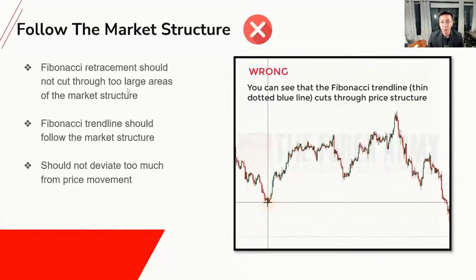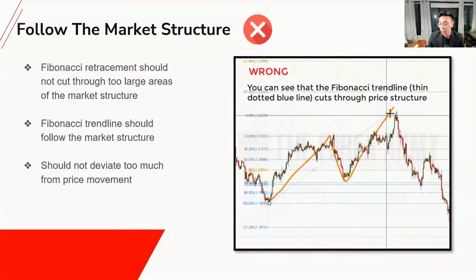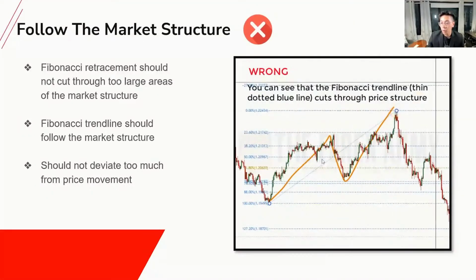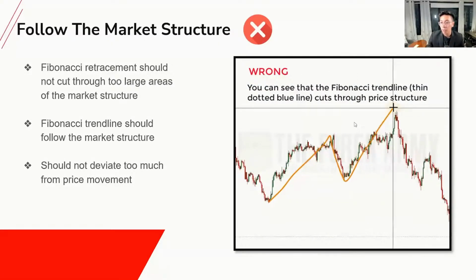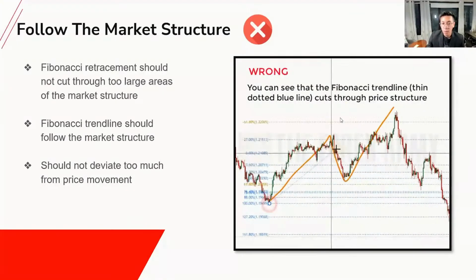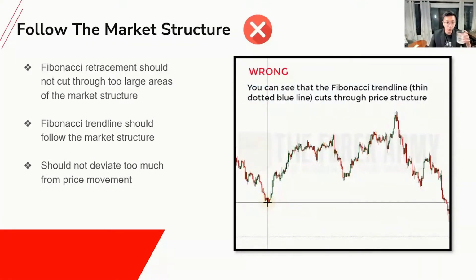Now this is something that is wrong, in a sense that the fib retracement should not cut through two large areas of the market structure. You can see right here, it cuts through this whole downward movement. So you shouldn't draw from this low to this high. If you want to draw it, you can draw it from this low to this high. When you are drawing fibs, it should not deviate too much from price movement.